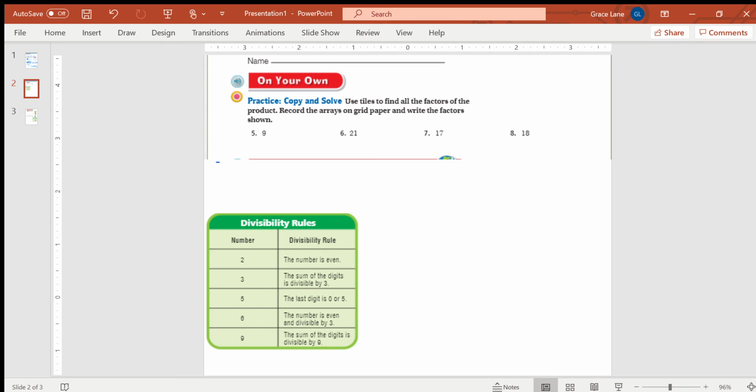Here's number 5. I know that 1 and 9 are factors of 9. I also know that 3 times 3 is equal to 9. I also don't think there are any other factors. So my factors for 5 are 1, 3, and 9. All right, try number 6.